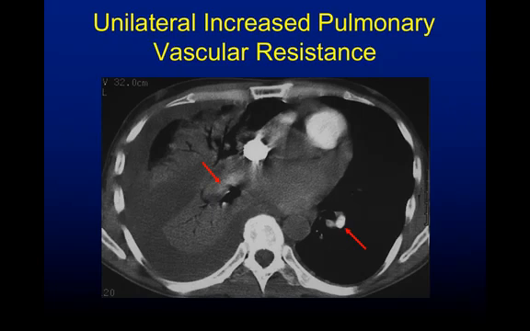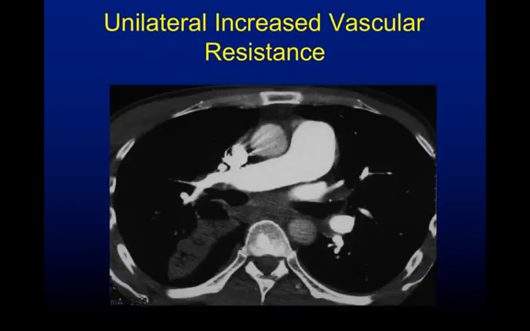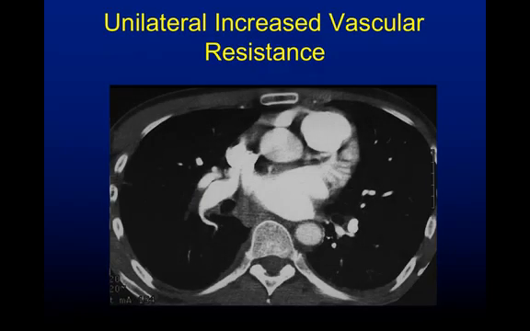Is this because of a pulmonary embolus on the right? Well, in this patient, the effusion was drained and the CT pulmonary angiogram was repeated, and you can see excellent and symmetrical opacification of the right-sided pulmonary arteries. So this is a case of increased vascular resistance on the right with asymmetric perfusion of the pulmonary arteries.